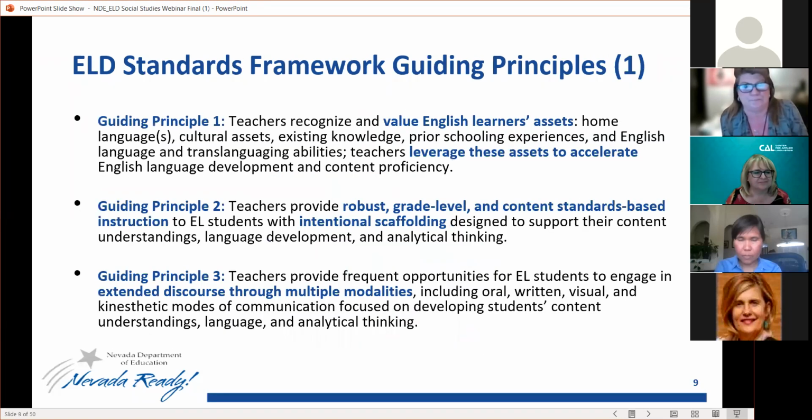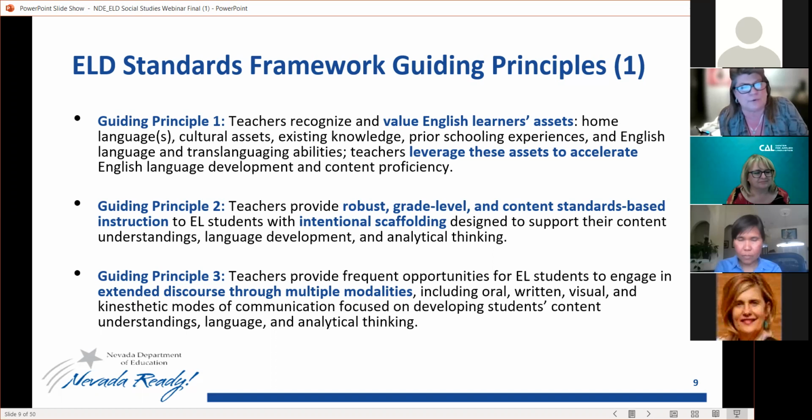Next slide, please. The ELD standards framework has 5 guiding principles. Guiding principle number 1, you want to focus on the value of your learners' assets. Leverage these assets to accelerate their development and content proficiency. This way, your students are really learning what they need to know and why they are learning it. Guiding principle number 2 is robust grade level content standards-based instruction. We are going to take you through a scaffolded instruction today that I think you will really enjoy and want to use right away in your classroom.